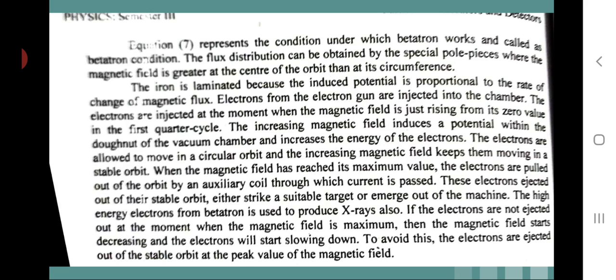The high energy electrons from the betatron are also used to produce X-rays. If the electrons are not ejected out at the moment when the magnetic field is maximum, then the magnetic field starts decreasing and the electrons will start slowing down. To avoid this, electrons are ejected out of the stable orbit at the peak value of the magnetic field.